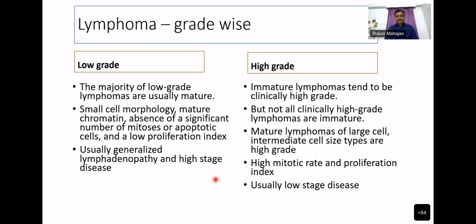As opposed to that, in high grade lymphomas, the immature lymphomas, that means blastic lymphomas, are always high grade lymphomas, but not all clinically high grade lymphomas are actually immature or blastic. The mature lymphomas of large cells, or intermediate cell size, can also be high grade lymphomas. They have a high mitotic rate and proliferation index, and usually they tend to present with low stage disease.